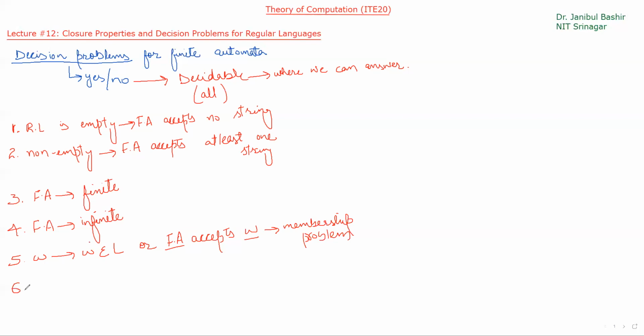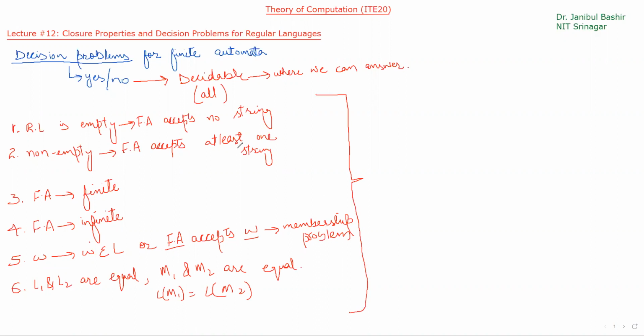And the sixth problem that we are going to discuss is whether two languages L1 and L2 are equal, or we can say whether two automatas M1 and M2 are equal. Okay, two automatas are equal if their language is the same. Okay. So these are some of the decision problems that are usually asked in case of finite automata or regular languages, and all these problems are decidable. Decidable means that we can answer these.